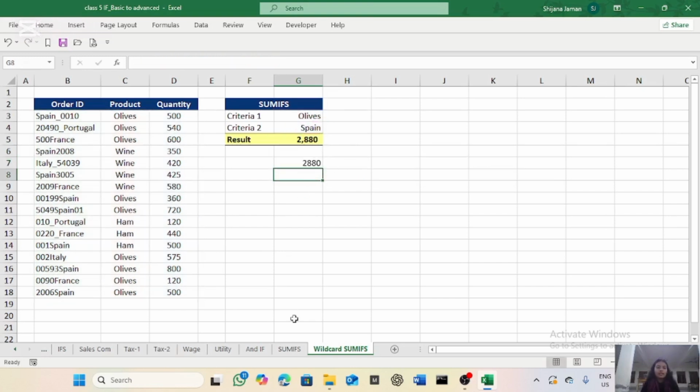So guys, this is how we can calculate IFS, sales commission using the IFS formula in Microsoft Excel, tax, utility, and SUMIFS and wildcard SUMIFS using Microsoft Excel. So I think this video will help you guys.